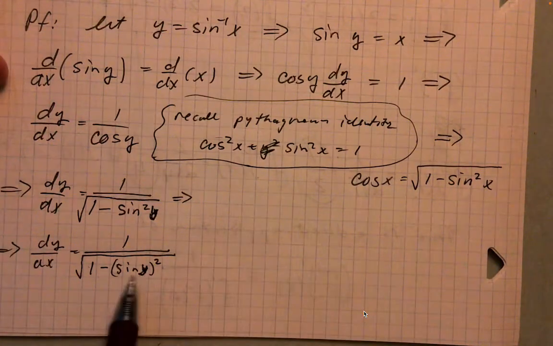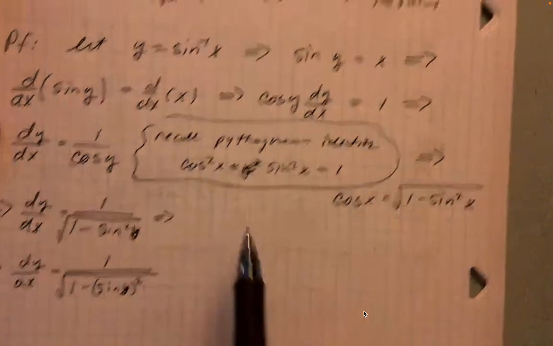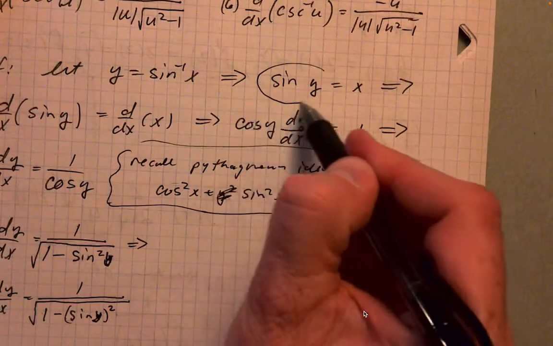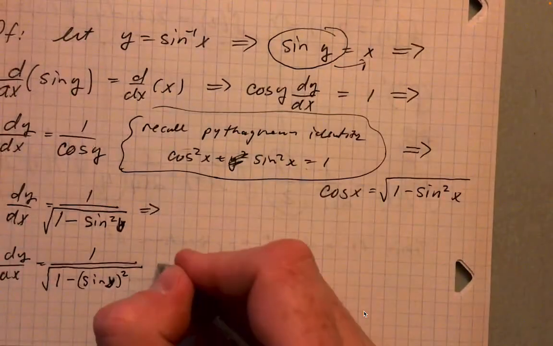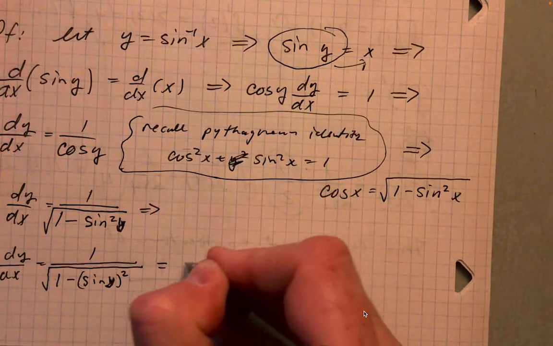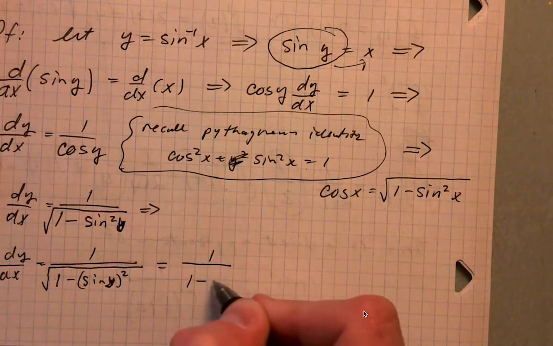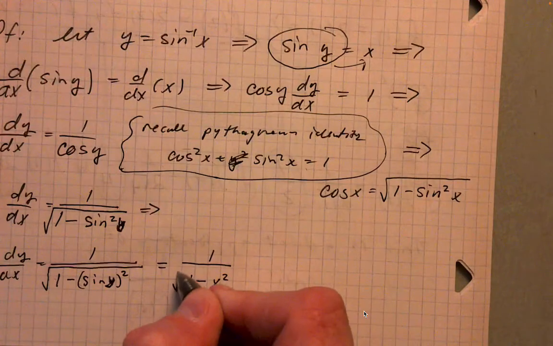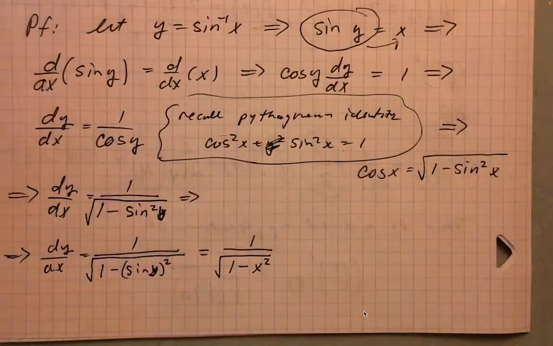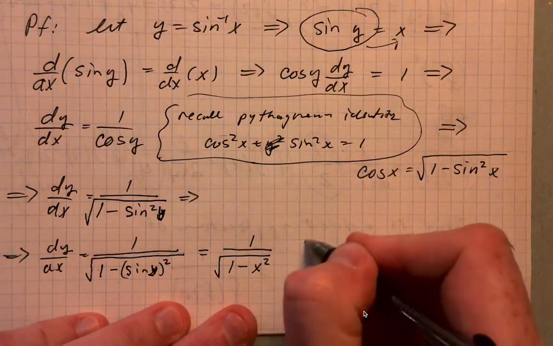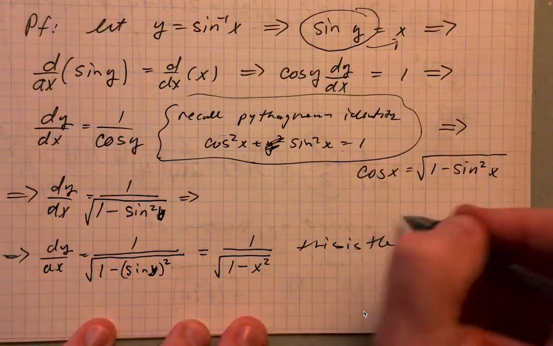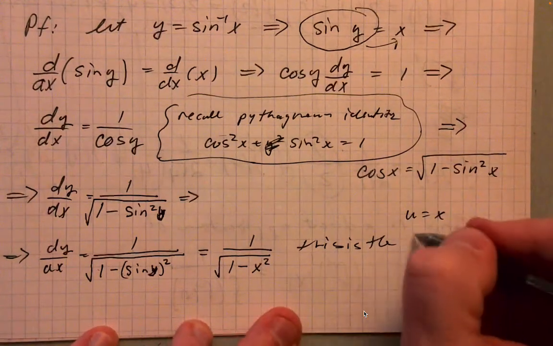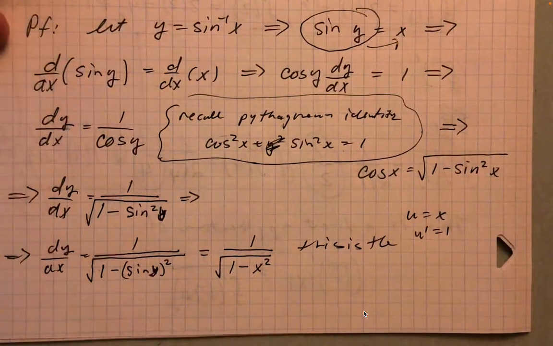Now sine of y, right, we have that up here. Notice this. So sine of y in this expression is the same as x. And so this is just 1 over the square root of 1 minus x squared. Okay? And so in this case, this is the u. So u is equal to x, right? And so u prime is equal to 1.